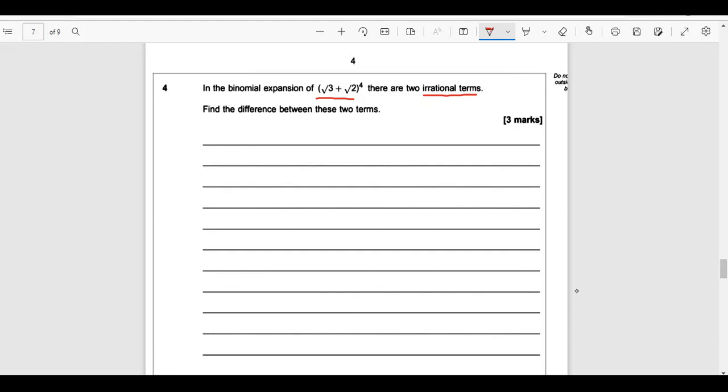So for these questions, first, it's important to understand what exactly the binomial expansion would be for this factor, okay? It is under root 3 plus under root 2 to the power 4. Can you tell me what would be the first term? It would be 4c0 under root 3 power 4 minus 0 into under root 2 power 0. Why am I doing this? Because I know whatever the term is, we do nCr, a power n minus r and b power r. Right, Madiha? So, I can expand it.